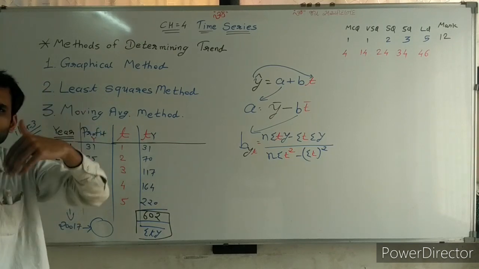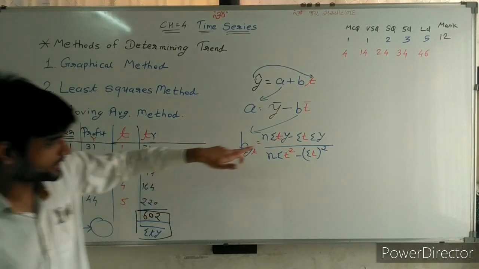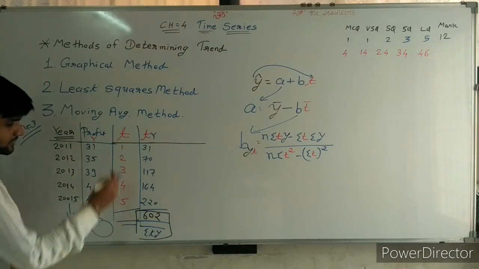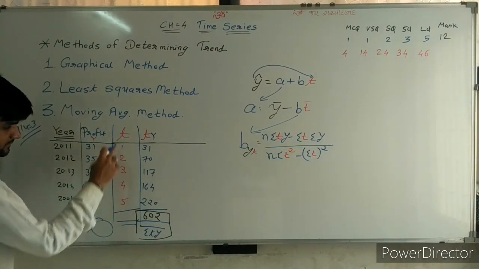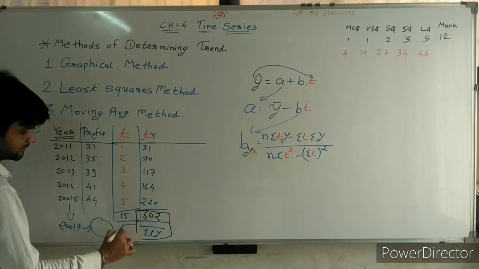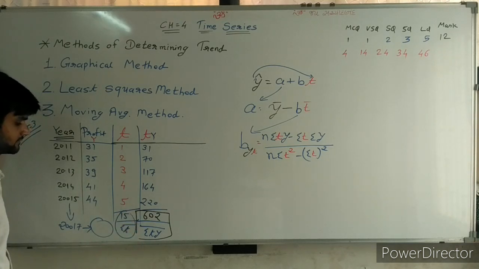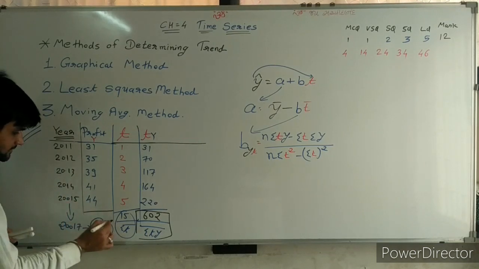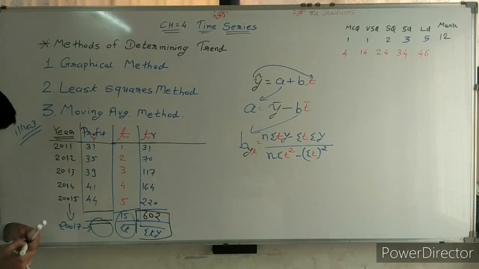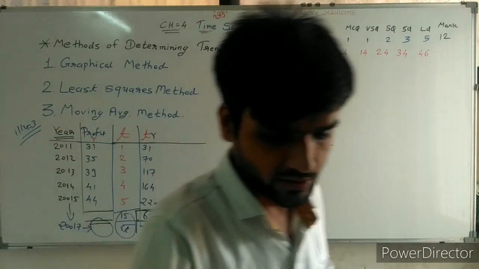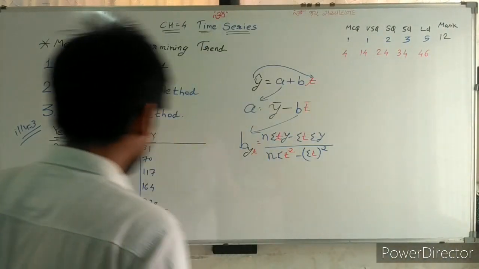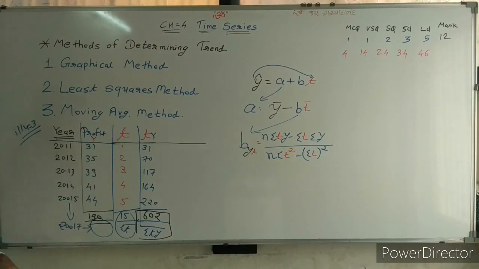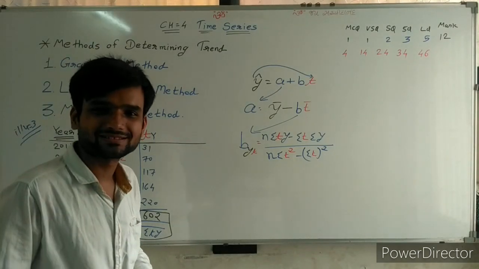Going ahead. What do we need? Sigma T, sigma Y. The total of T, 15. Sigma Y, the total of this Y. So if you are making the total of Y, your answer will be 190. A simple one, no problem about it.